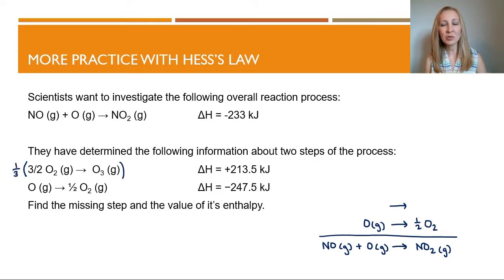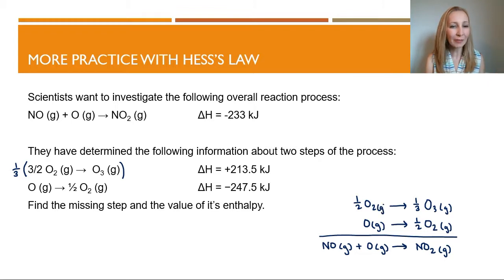What that will allow me to do is cancel out that half of an O2 that's in that step right below it. So I have 1/3 ozone mole created when a half of an oxygen molecule reacts. So because I took 1/3 of this overall equation, I'm going to take 1/3 of the enthalpy for that. And that allows me, you can see here, to cancel out that half of an O2, that half of an O2 there.